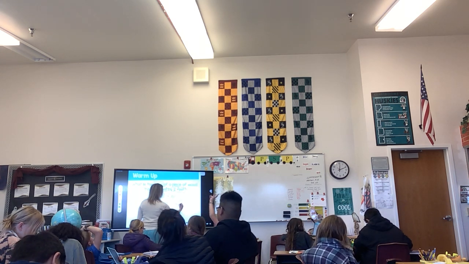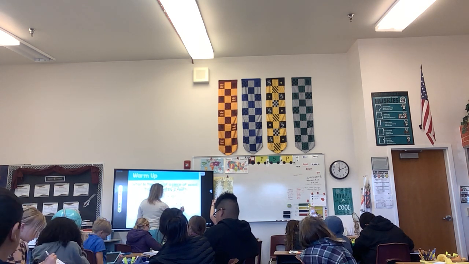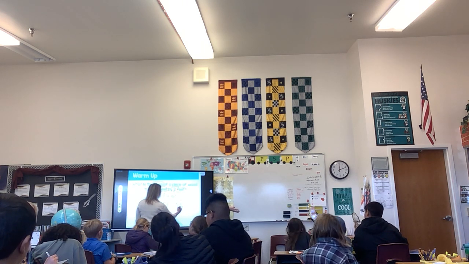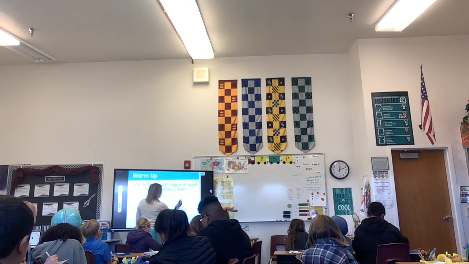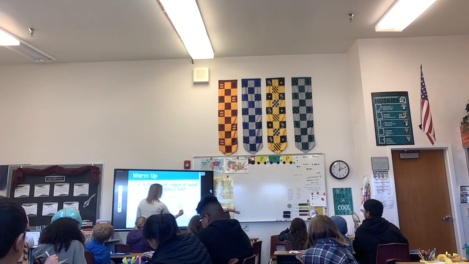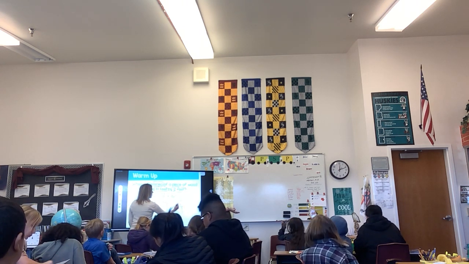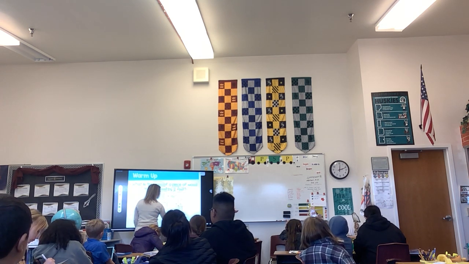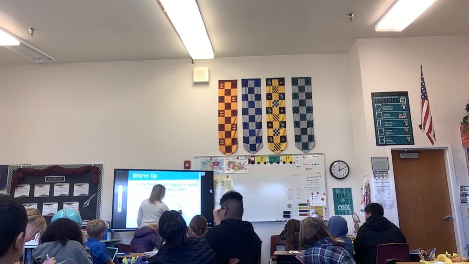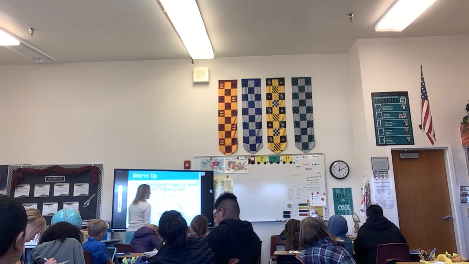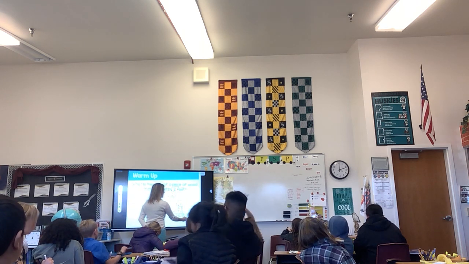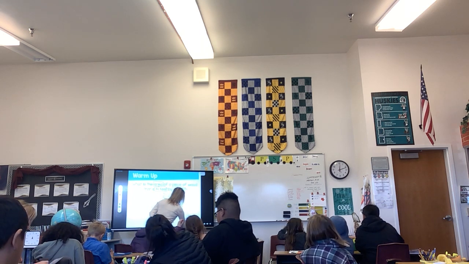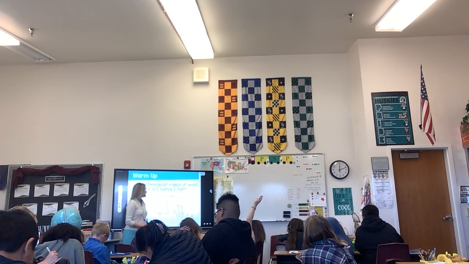14 times 12. 4 times 2 is 8, 2 times 1 is 2. I have to put a 0 under the ones place because we're now doing the tens, right? 1 times 4 is 4, 1 times 1 is 1. 8 plus 0 is 8, 4 plus 2 is 6, 168. Wait, is that the correct answer? No. What am I missing? We have to add that label. I got it correct.